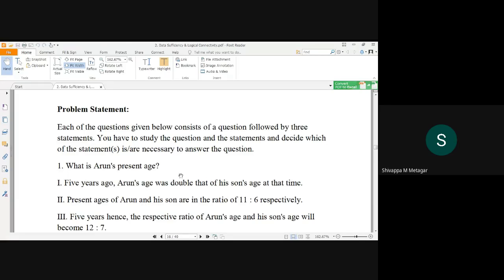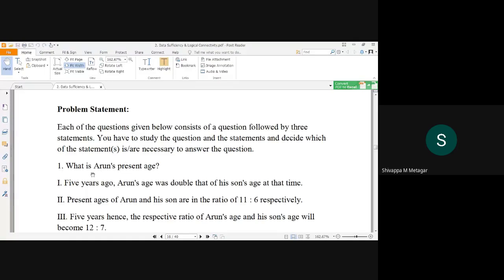In this one, each of the questions given below consists of a question followed by three statements. Till now we have discussed one question with two statements. Here there is a slight difference: they have given three statements. The options are the same: whether only the first statement is sufficient, the second is sufficient, or the third is sufficient, or 1 and 2, 1 or 3, 2 and 3, or all of them. That you have to find out.